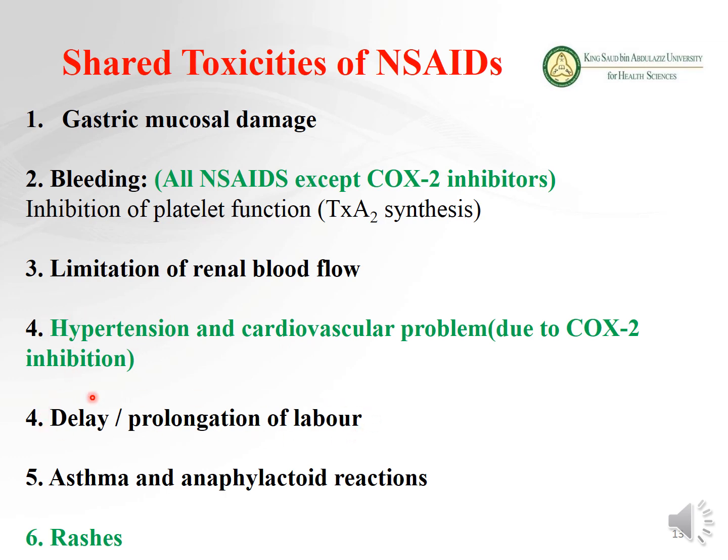It can delay labor by decreasing the prostaglandin synthesis, which is responsible for uterine contraction. Asthma and anaphylactic shock can occur because of the production of more leukotrienes, because when you stop the cyclooxygenase pathway, the balance shifts towards the other pathway, that is leukotriene production. So more leukotriene production can lead to asthma, anaphylactic shock, and rashes. Commonly, some patients are allergic to salicylates, and that leads to rashes and these side effects.